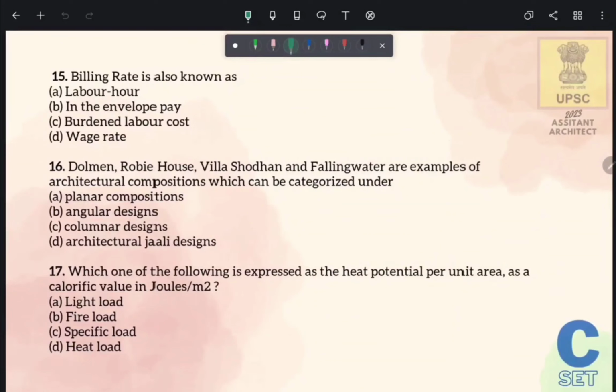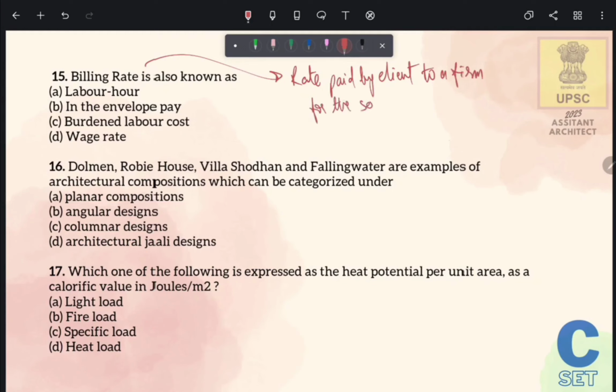Billing rate is also known as. So friends, billing rate is the rate paid by the client to a firm for the service of extra workers, and it is also known as burdened labor cost. Therefore the correct answer is option number C.